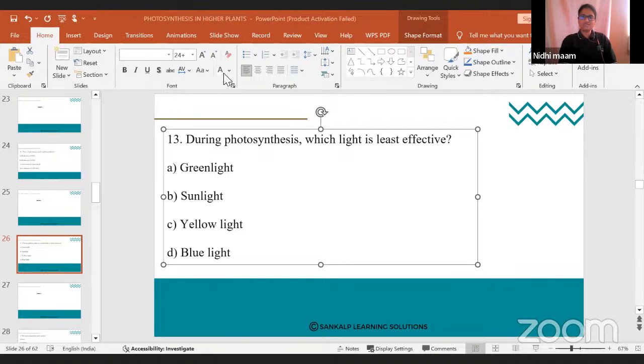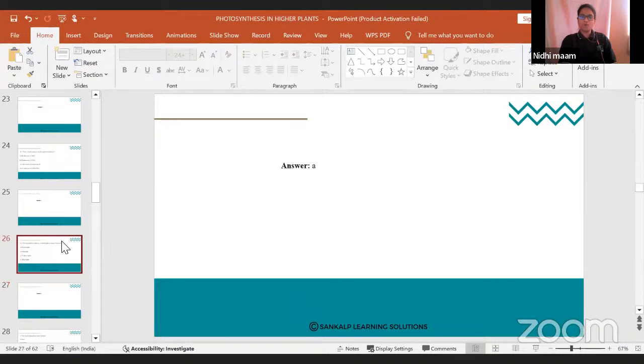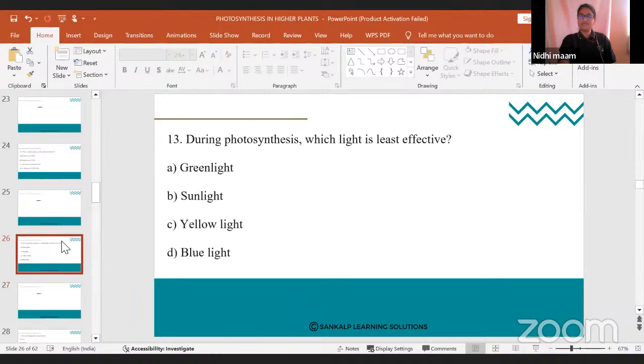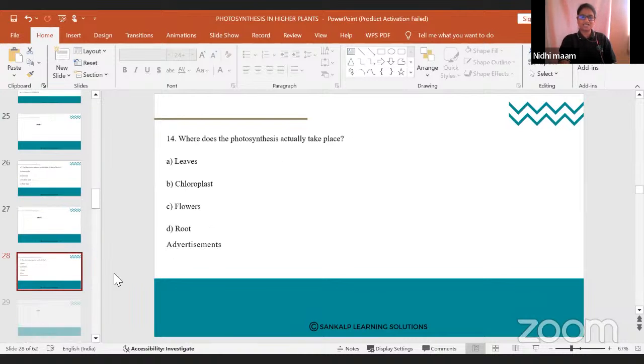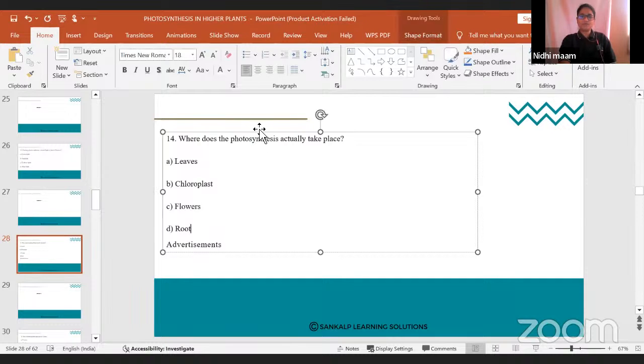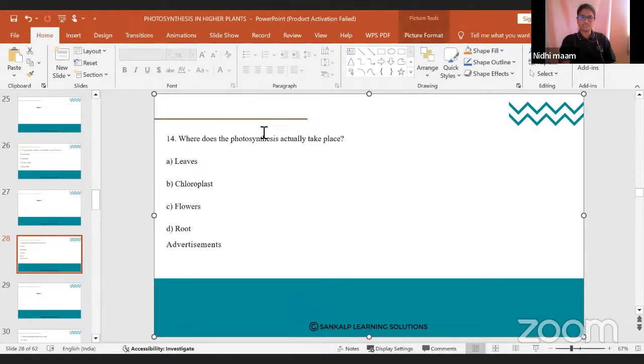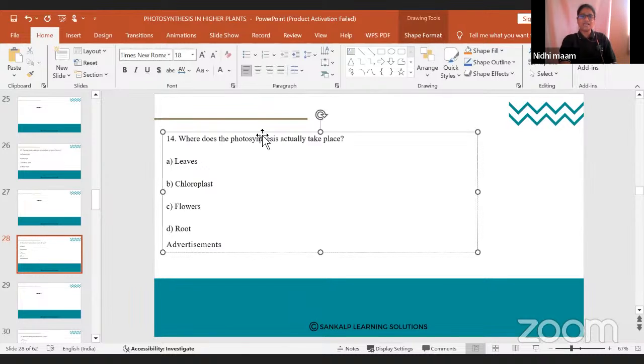So most of you answered option A. Few of you answered option D. So the right answer here is option A, that is green light. Yes, Chaitanya is active on YouTube. Where does photosynthesis actually take place? Very easy question. A is leaves, B is chloroplast, C is flowers, D is root.